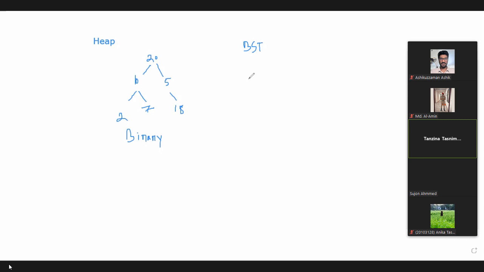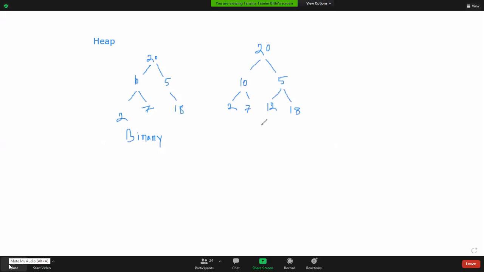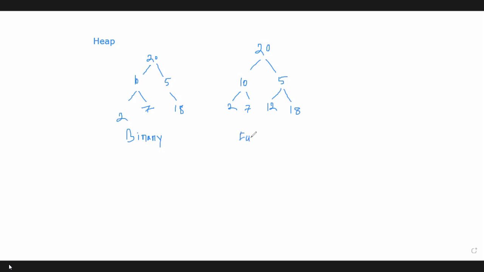Then what is a full binary tree? A full binary tree is when in each level there are exactly 2 to the power L nodes. Suppose 20 is the root node. In a full binary tree, each node should have exactly 2 children. So 20 has 2 children, 10 and 5. 10 also has 2 children, 2 and 7, and 5 has 2 children, 12 and 18. So this is a full binary tree because each node has exactly 2 children.